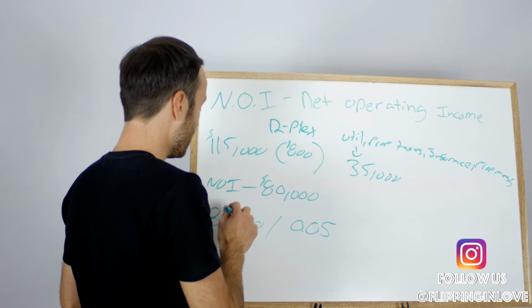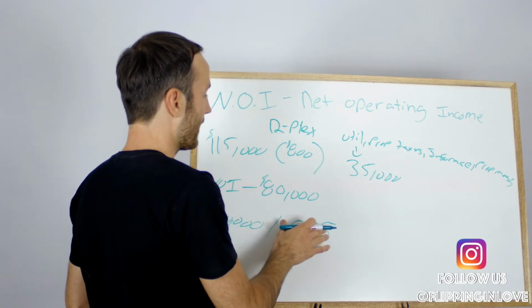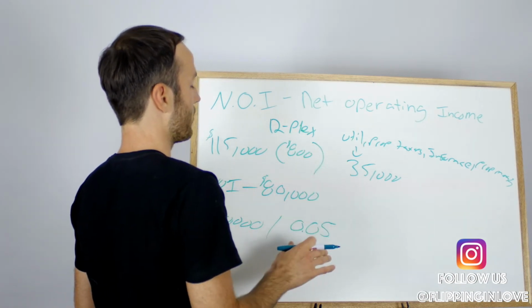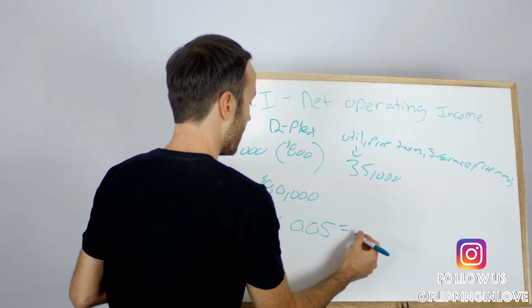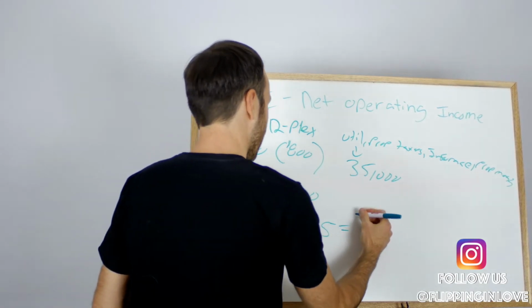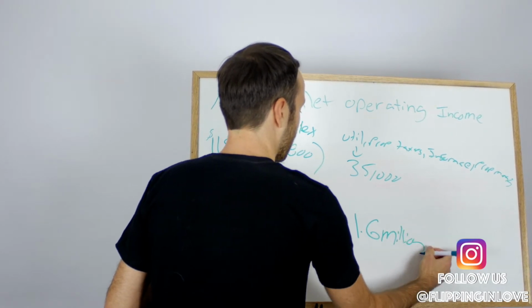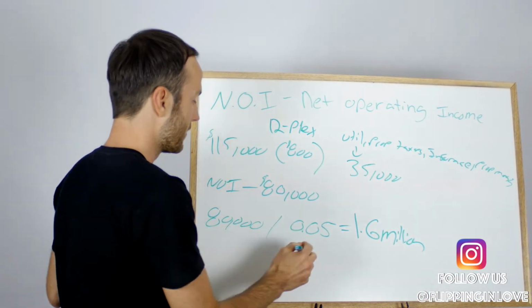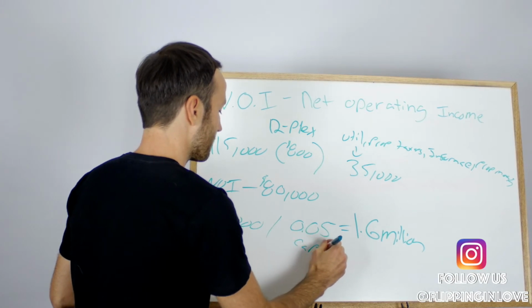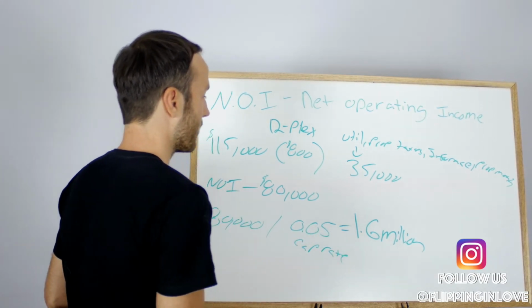So we take the net operating income divided by the cap rate. Like I said, in this case, an average cap rate in Kitchener-Waterloo is 5%, which will give us the value of the property. In this case, it's an even $1.6 million building. So this is the cap rate. And this is how we calculate for cash flow.